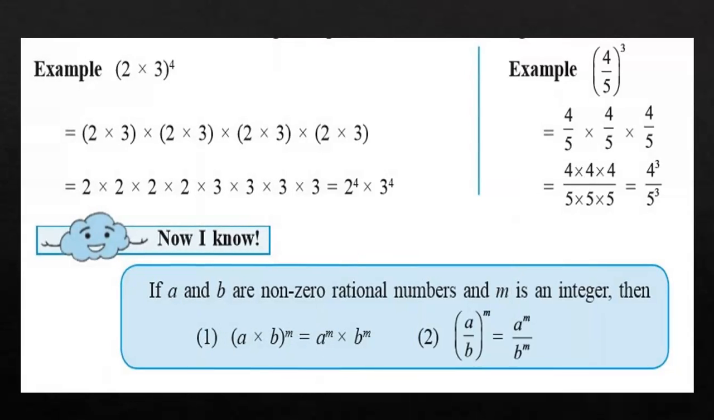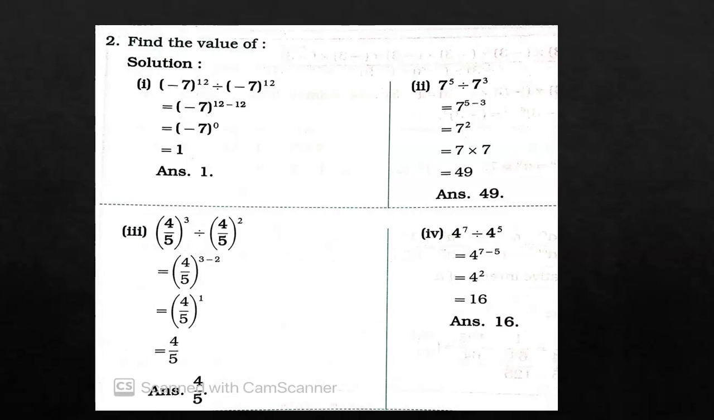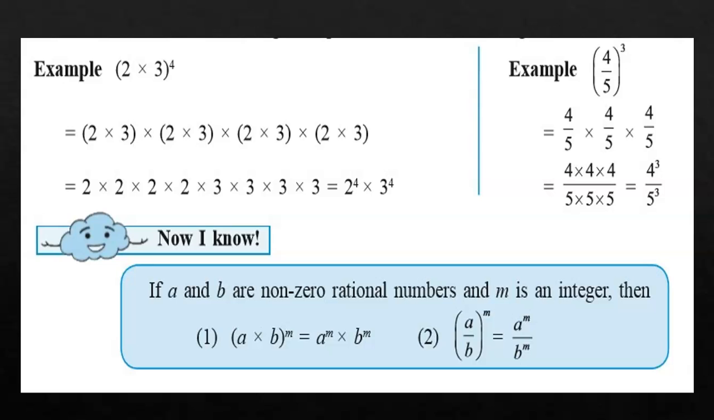That was practice set 28. Let's continue. Next law. Now my dear students, I have 2 into 3, this whole raised to 4. Means both along with the multiplication sign is raised to 4. So when I simplify it, this is how I simplify. 2 into 3, this is 1, into 2 into 3, this is second, into 2 into 3, this is third, and into 2 into 3, this is fourth.